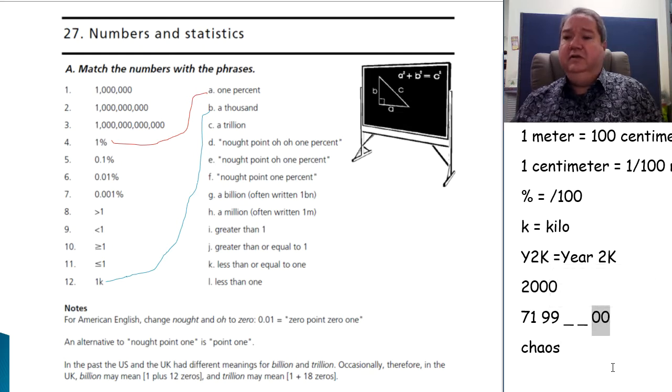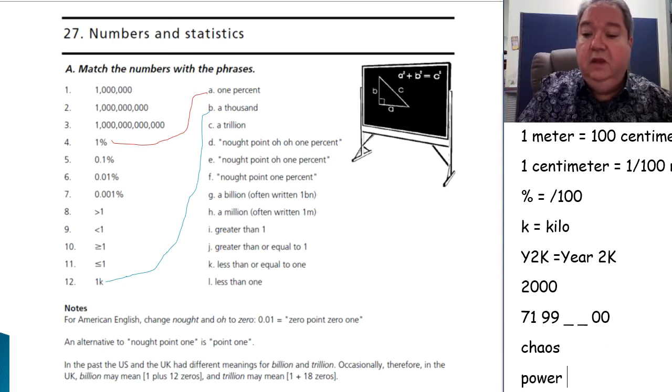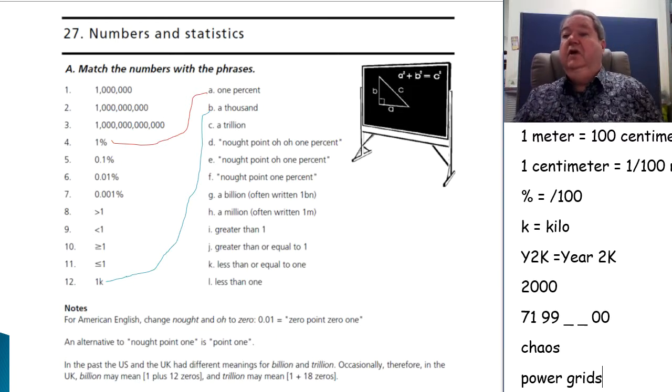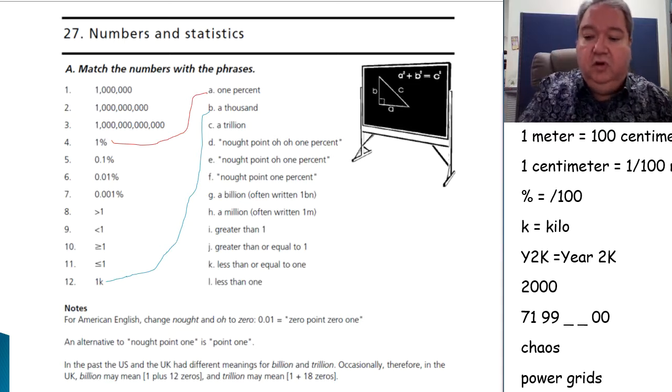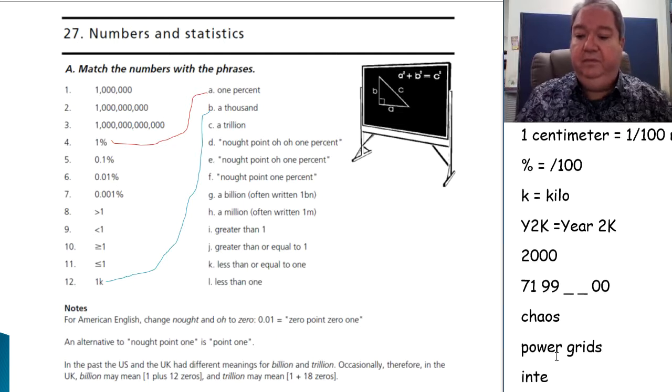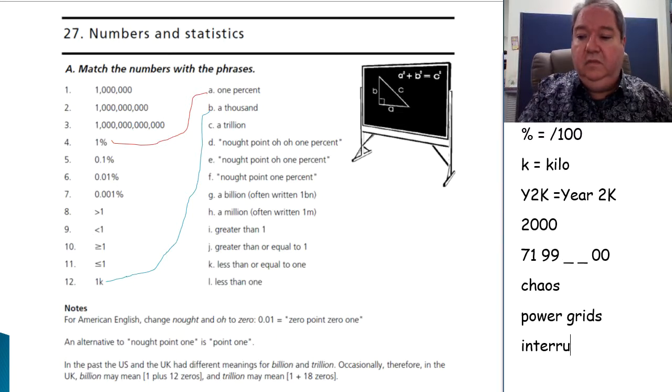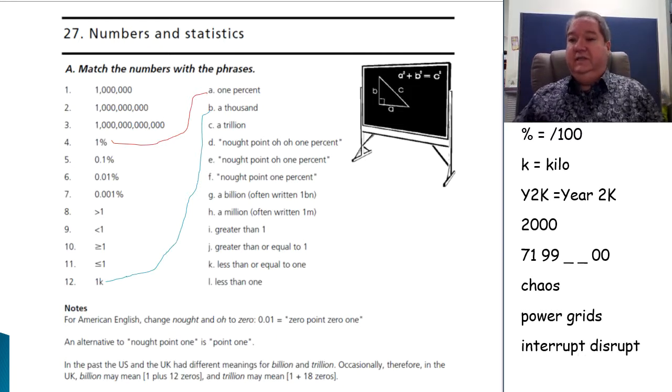But for years and years, they talked about Y2K and warned people and cautioned them that there might be power outages because the power grids, the power systems all over the world relied on computers to operate. So they were afraid that it would interrupt or disrupt all sorts of systems around the world that we depended on.